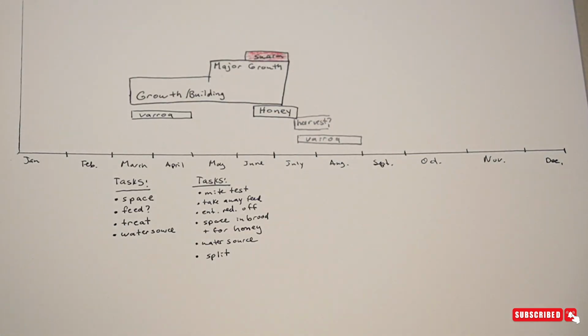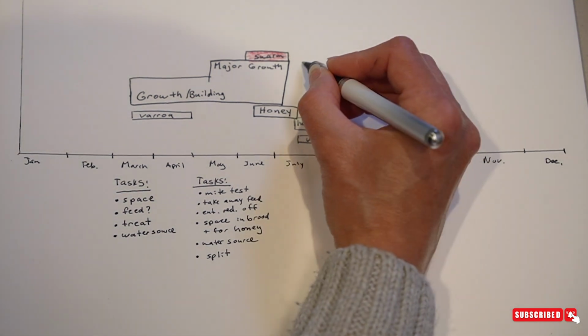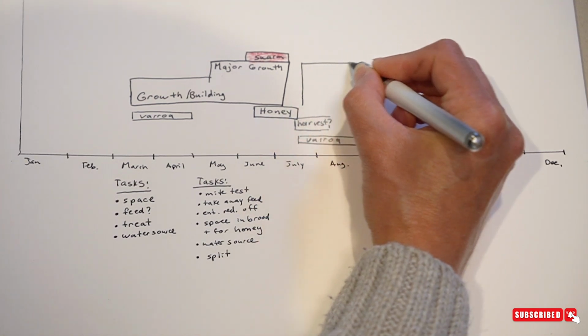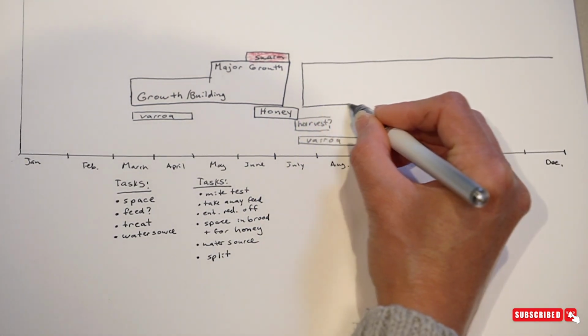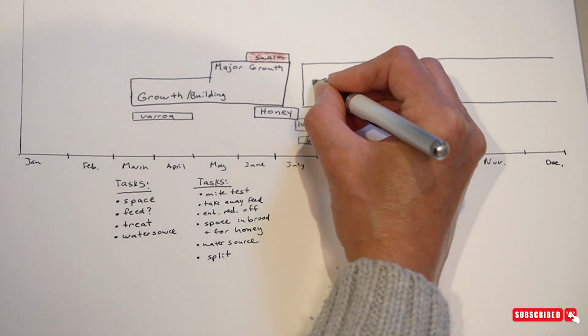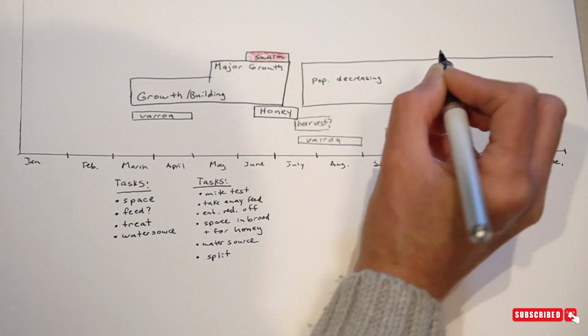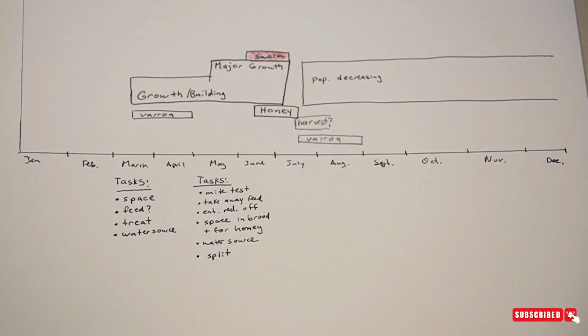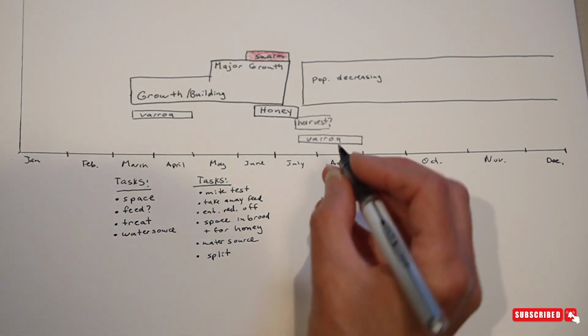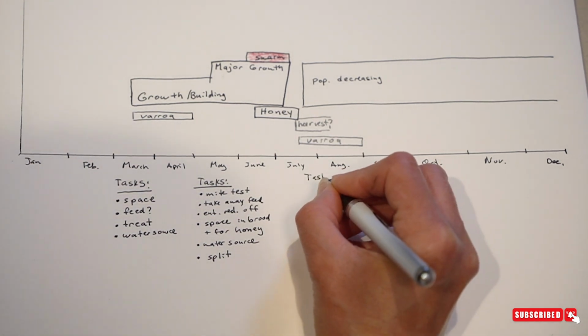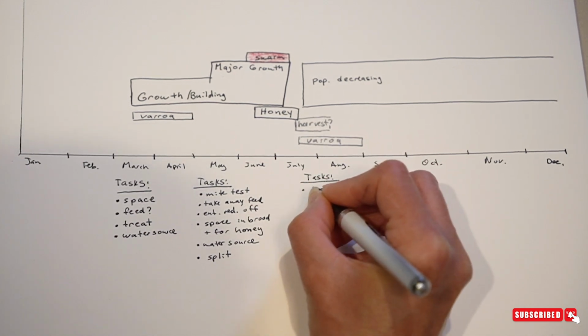But let's see, the other thing you are going to want to keep in mind is the fact that your population is going to start to decrease once this ends. So I'm going to put a box here in pencil because I'm not positive when this is going to be, but I'm just going to take a little bit of a guess. And right where my line is for treating for varroa and harvesting honey, I'm going to draw a box all the way down to December, to the very end of my calendar. And I'm going to put population decreases. This is in pencil, just in case I want to shorten it.